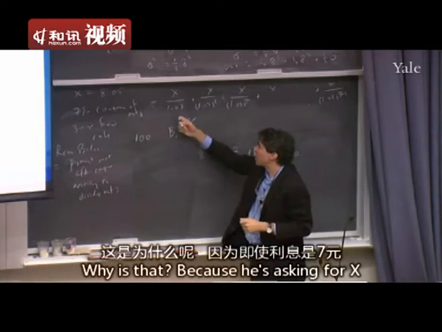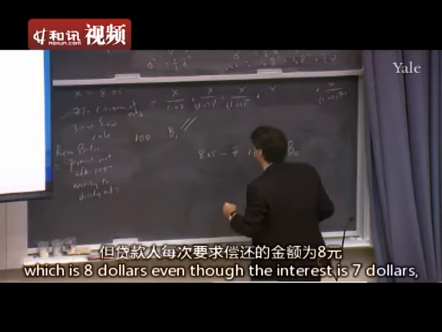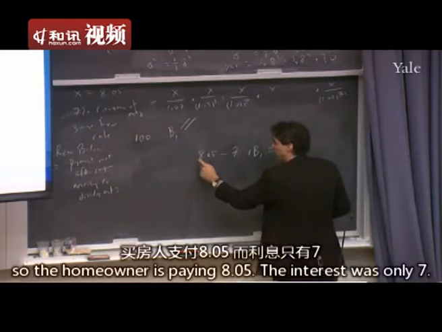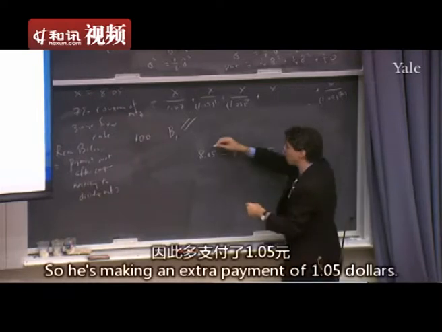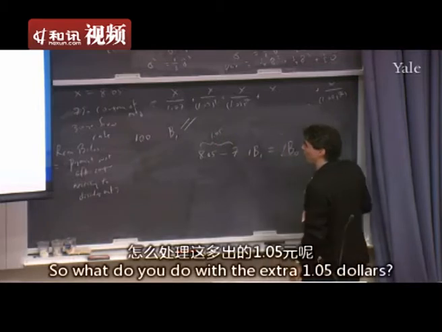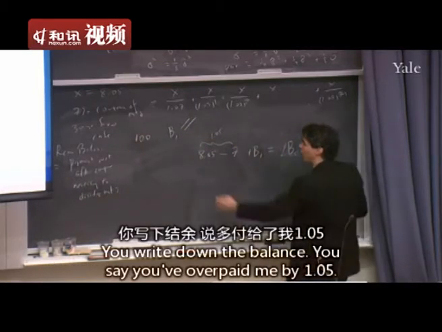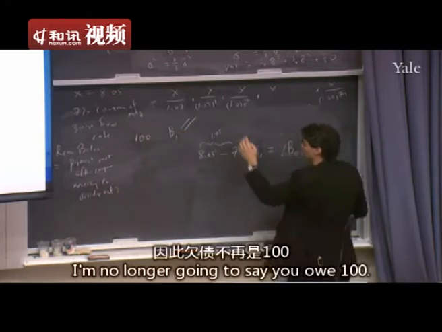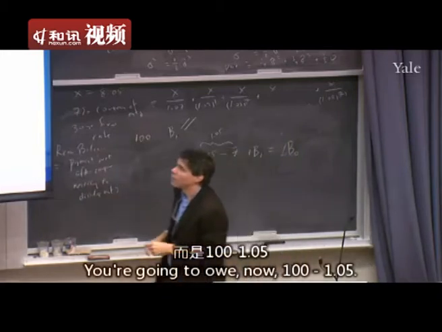Why is that? Because he's asking for X, which is $8, even though the interest is $7. So the homeowner is paying 8.05. The interest was only 7. So he's making an extra payment of $1.05. So what do you do with the extra $1.05? You write down the balance. You say, okay, you've overpaid me by 1.05. I'm no longer going to say you owe 100.